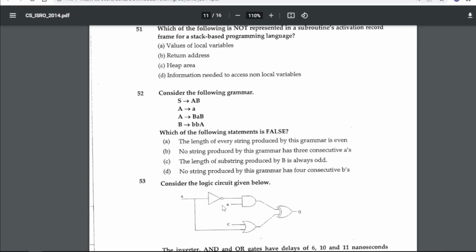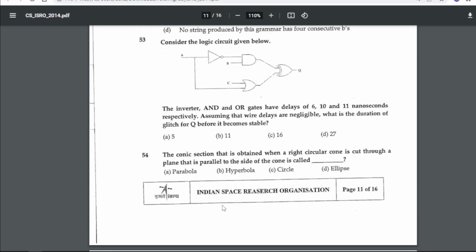Okay, now question number 53: we are given a circuit and it is asking that the inverter and OR gate have delays of 6, 10 and 11 nanoseconds respectively. Assuming that wire delays are negligible, what is the duration of glitch for Q before it becomes stable? So for question number 53, our answer will be A, that is 5, right?